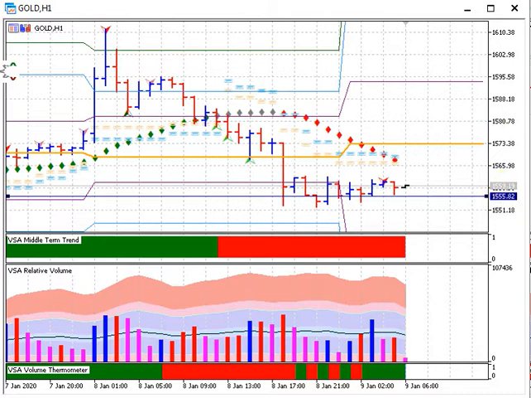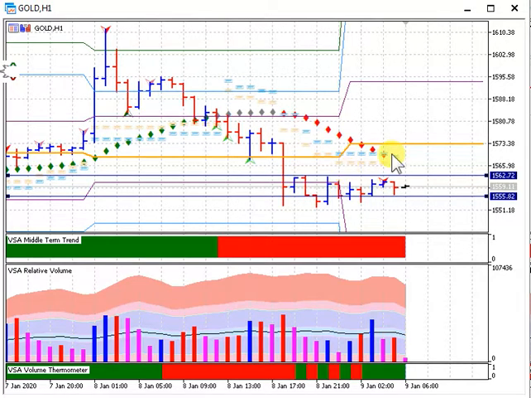So I am looking for a move down in gold. All depends what happens in the geopolitical scene again. Any crap that goes down in Iran will fly gold up immediately. So just follow your stops. Make sure you use a stop when you're trading.